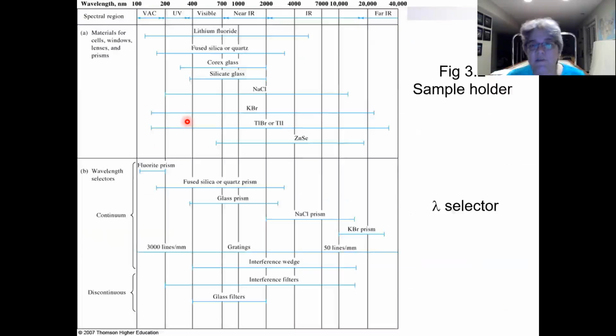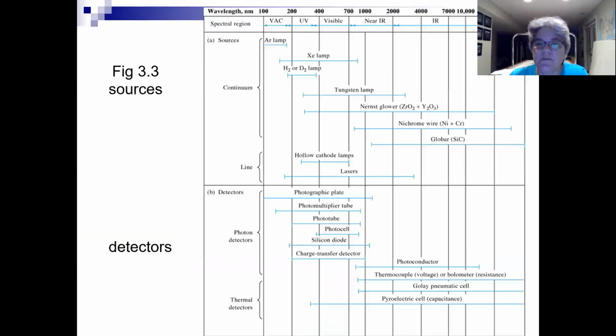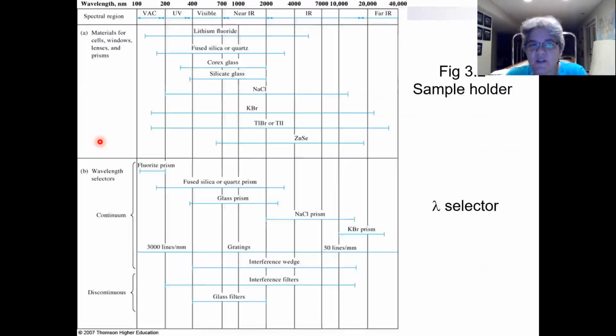Your book actually has some tables that show you the different kinds of sample holders, the different kinds of wavelength selectors, the different kinds of sources. These are the radiation sources and the different detectors. And as we go through different parts, some of these names you will need to learn. Some of them you will never need to learn. So I will just tell you what you need to know. But it's good to know these figures that show us everything together are in your book.